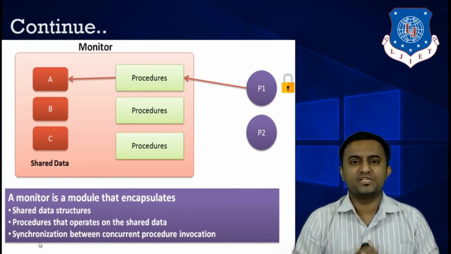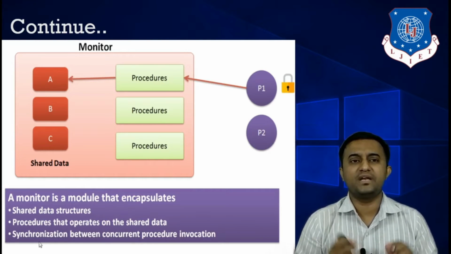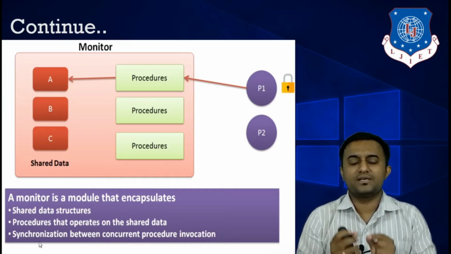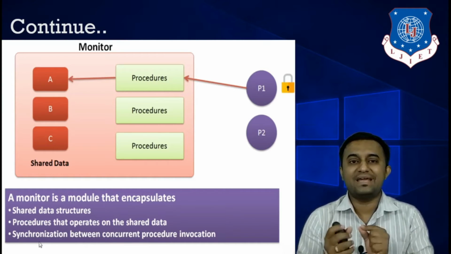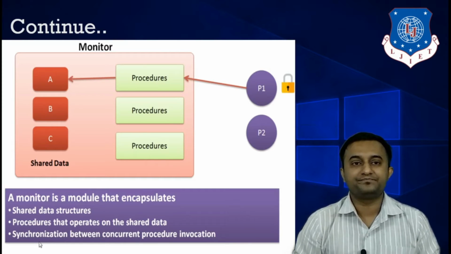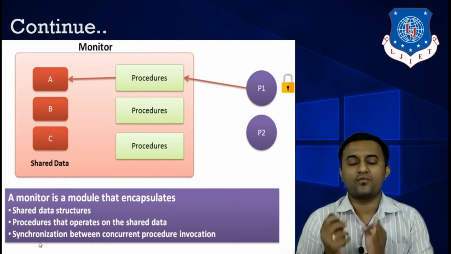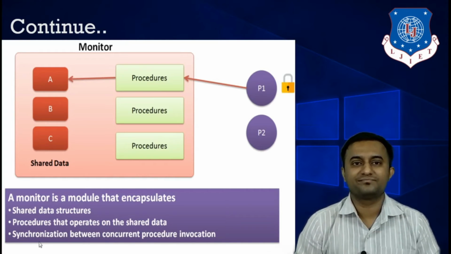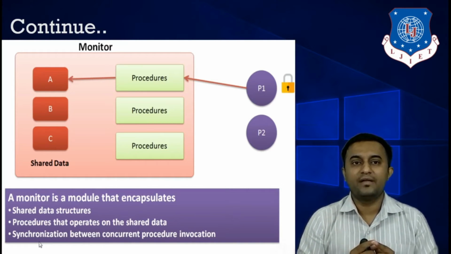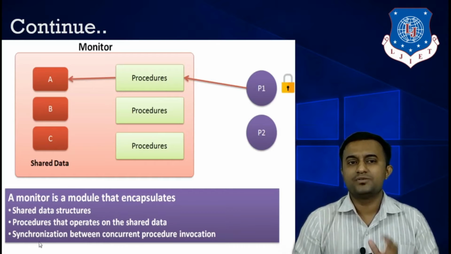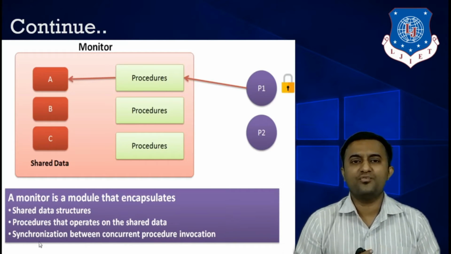Suppose you have these P1 and P2 processes, and P1 wants to access resource A, for example, or shared data A. When we are talking about a monitor, in this case, a process cannot directly access the shared data. When a process requires access to some shared data, that request is forwarded to the monitor module first. As I told you, the monitor contains basically two things: shared data as well as a set of procedures.